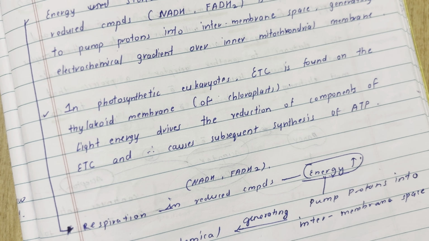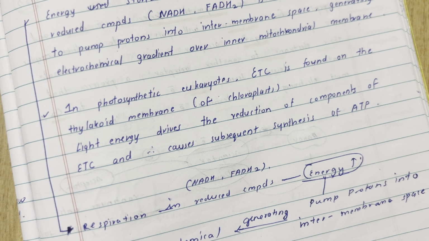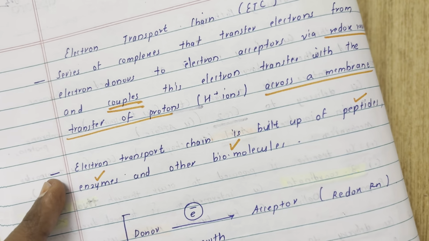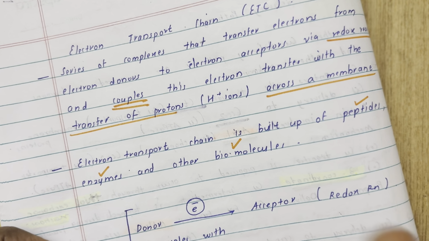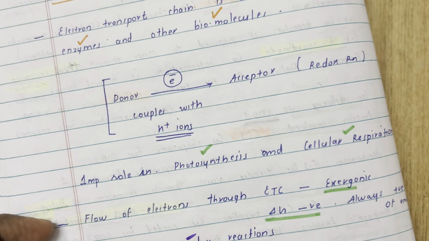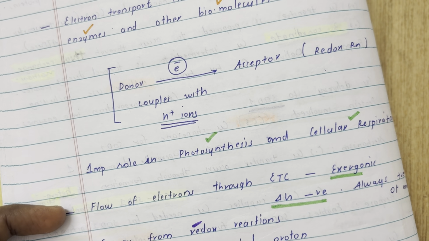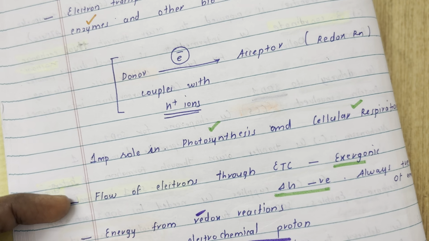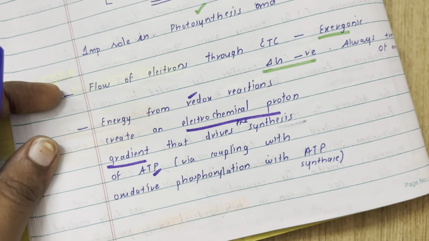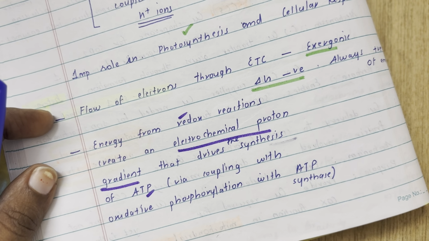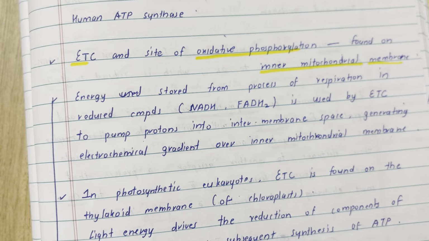It is a series of complexes, and in this series of complexes, electrons are transferred from an electron donor to an acceptor through redox reactions. This is coupled with the transfer of protons across the membrane, and the energy from this redox reaction creates an electrochemical proton gradient which drives the synthesis of ATP. So how this electrochemical proton gradient is created, that is what we see here.